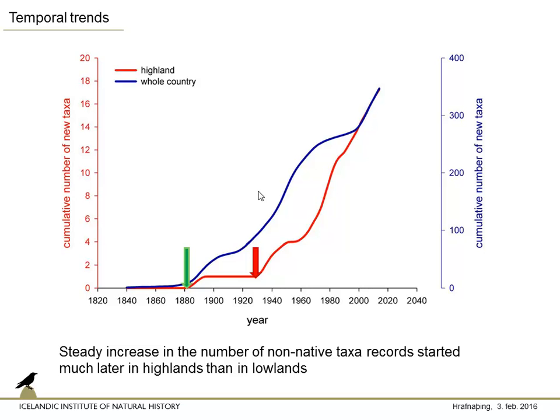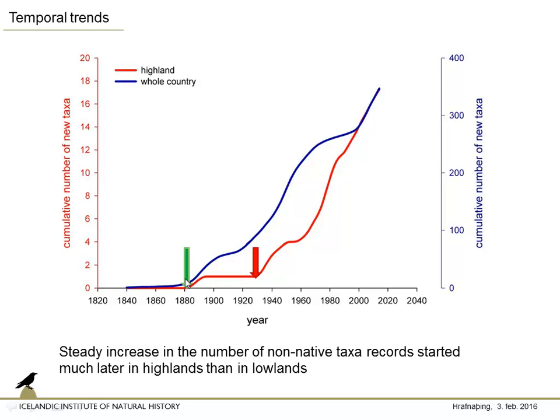Now I would like to concentrate on some temporal trends. We can see here a graph showing a cumulative number of new taxa, so new species, that were recorded in the highland. That's this left axis, and here is the right axis in blue. These are the new taxa in Iceland as a whole. And then we can see that there is a steady increase in the number of non-native taxa that are recorded over time. But we can also see that the steady increase started several decades later in the highlands than in the lowlands.